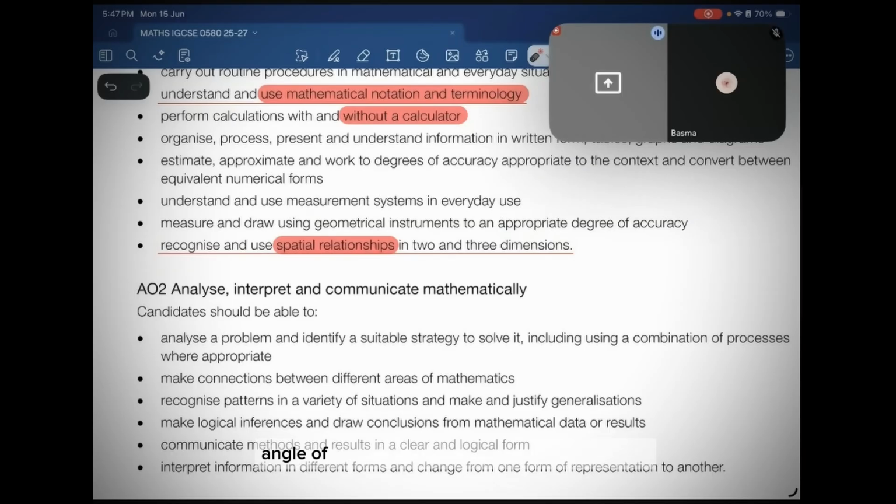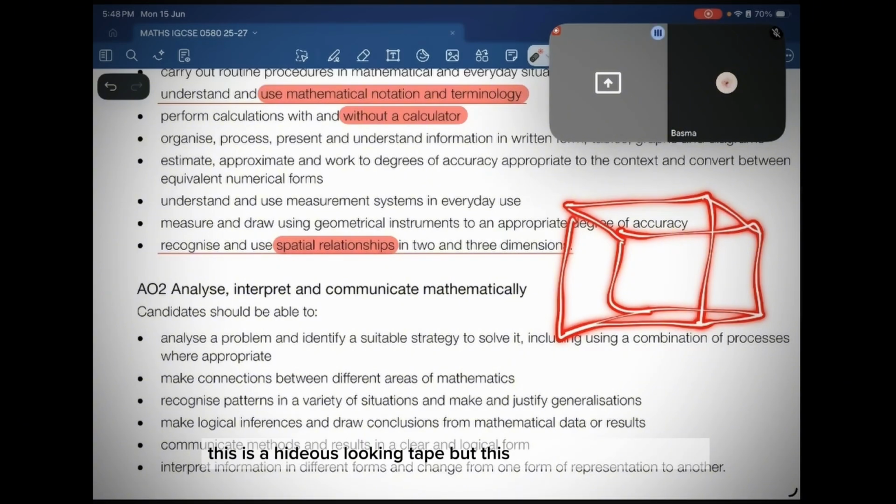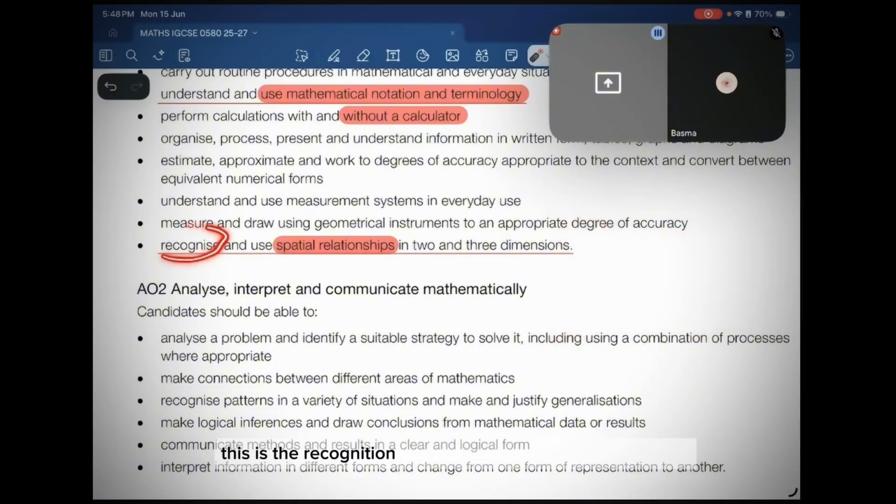For example, angle of elevation. At times, they give you a shape, this is a hideous looking shape. But sometimes they simply tell you, the angle is between plane AB and plane XY, the angle in between. This is the recognition and use of spatial relations. Clear?